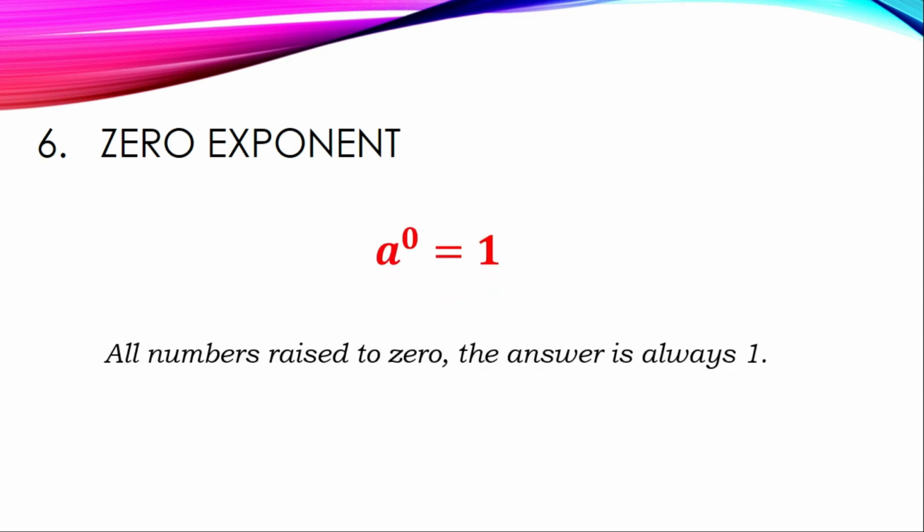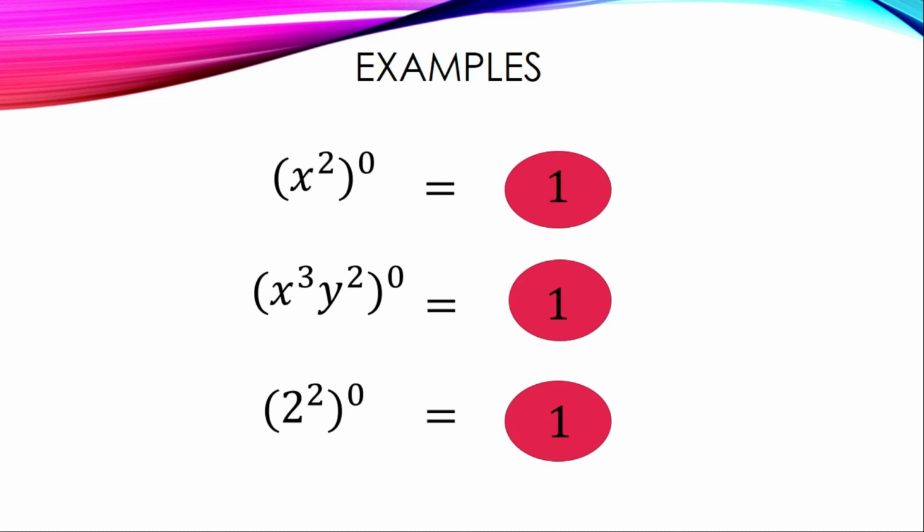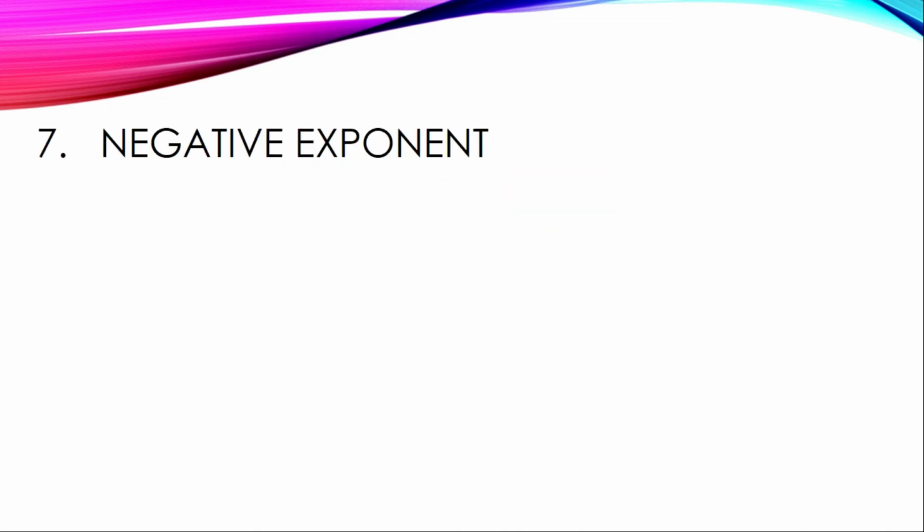It says that all numbers raised to 0, the answer is always 1. So, if we have this example, then your answer is 1. Also, if you have this one, your answer is another 1. No matter how difficult it looks like, if the exponent is 0, the answer is simple. It is always 1. And we are down to the last law of exponent, which is the negative exponent.